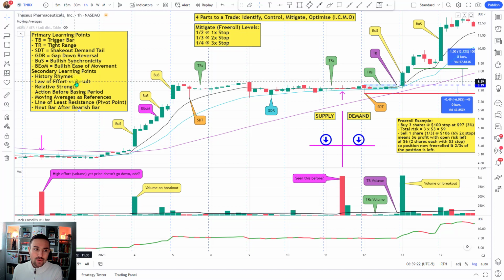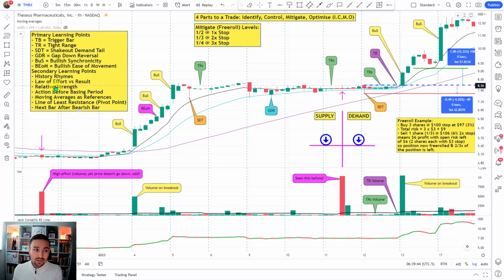So history rhymes. What do I mean by that one? The best indication for me of how a stock is going to act in the future is how it has acted in the past. Stocks, like us, have personalities. They have habits. They have common traits, if you like, to their personality. I know that sounds a little bit voodoo hoodoo, but you'll just see it time and time again.